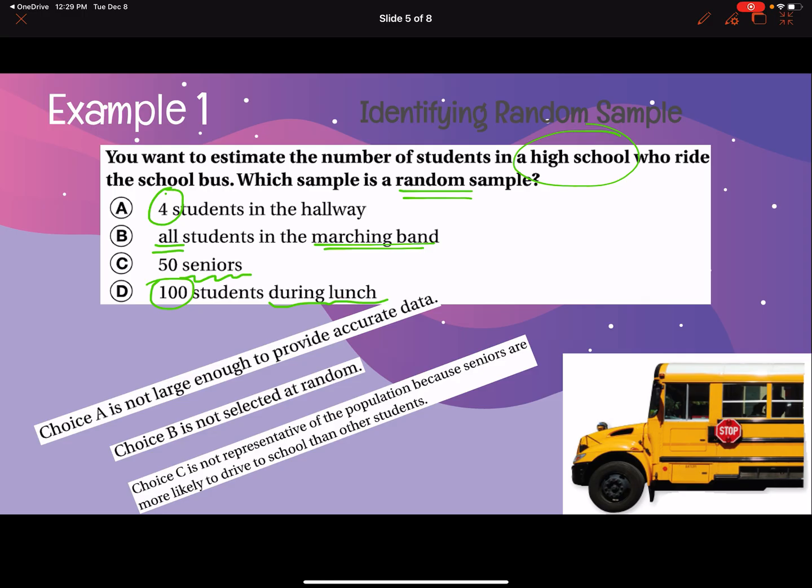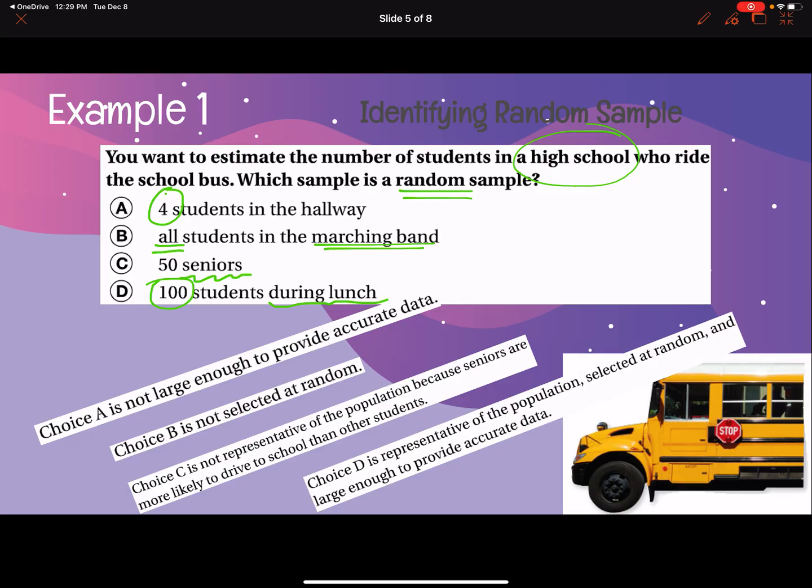And choice D says 100 students during lunch. 100 is a fairly large number, and during lunch is a very random selection. It's not in the band or a certain age group. So choice D would be representative of the population, selected at random and large enough to provide accurate data. So choice D is a random sample in this example.